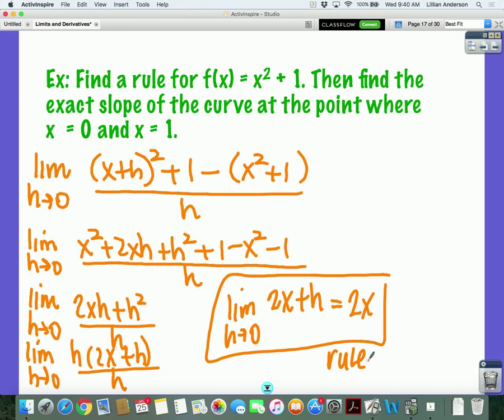Now we're going to use that rule to find the exact slope of the curves at these respective points. So when x equals 0, what is going to be the slope at that point? 0. When I plug in 1, what's going to be the slope when x is 1? 2. So this is basically saying that the slope of the tangent line at 0 is going to have a slope of 0, so it's going to be a horizontal line. And then when x is 1, the tangent line is going to have a slope of 2.